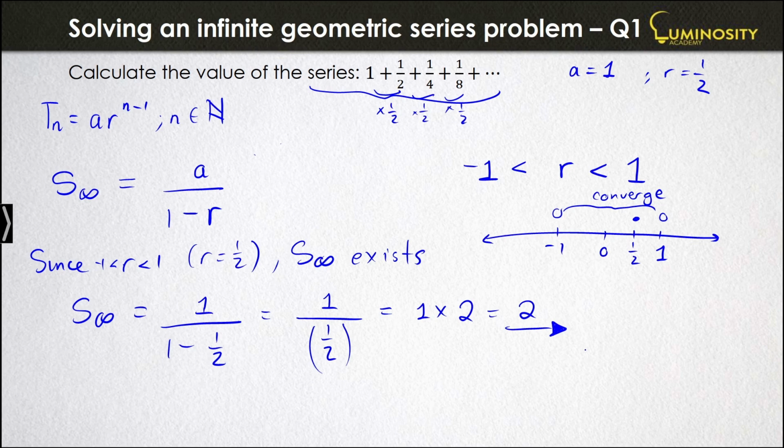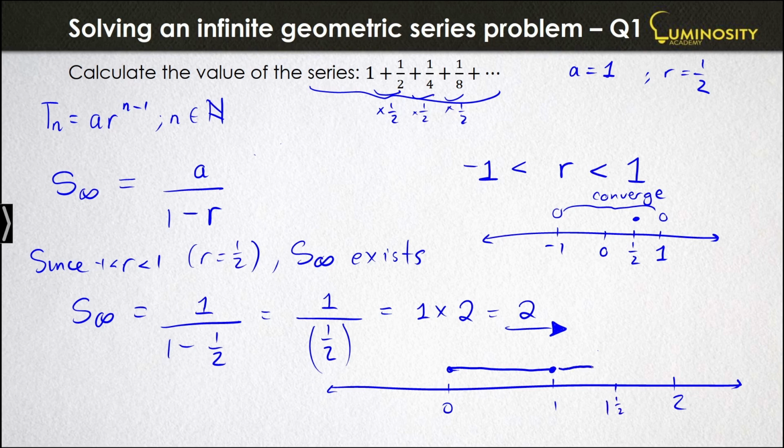And you can sort of see that that makes sense, right? So if you look on your number line, let's visualize it for a second. I'm going to put 0 here, I'm going to put 1 here, I'm going to put 2 here. You're starting off with 1, so you've traveled a distance of 1 unit. Now you're adding a half. So a half will get you to 1 and a half.